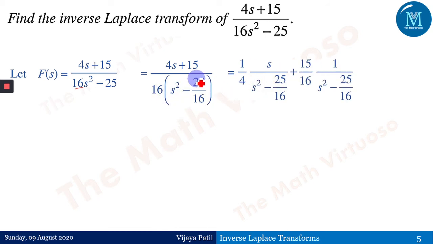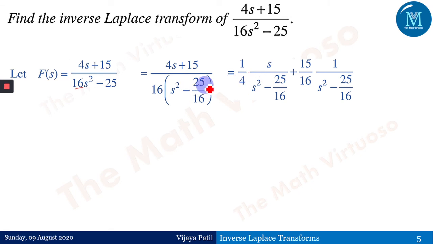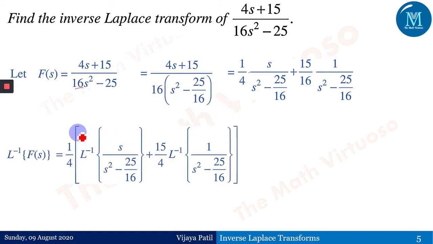Now if you observe this 1 upon 4, so let us write this 1 by 4 first. So it is 4s upon s square minus 25 by 16. This 4 and this 16 will give me 1 by 4, which is s upon s square minus 25 by 16, plus the second term, 15 upon 16 into s square minus 25 by 16. Then if we apply the Laplace inverse, because of the linearity property, 1 by 4 and 15 by 4 are constants. They will be outside the Laplace inverse operator, and inside the bracket are s upon s square minus 25 by 16 and 1 upon s square minus 25 by 16.